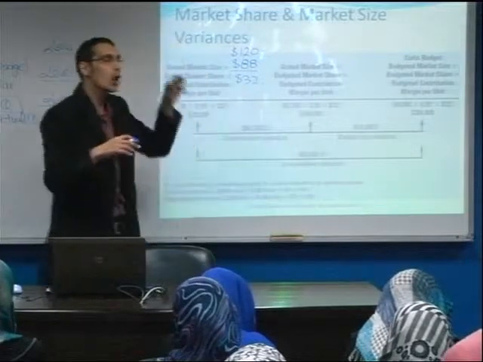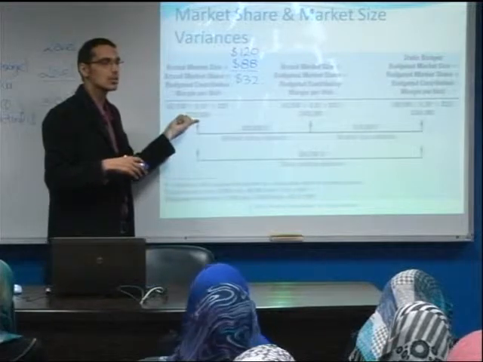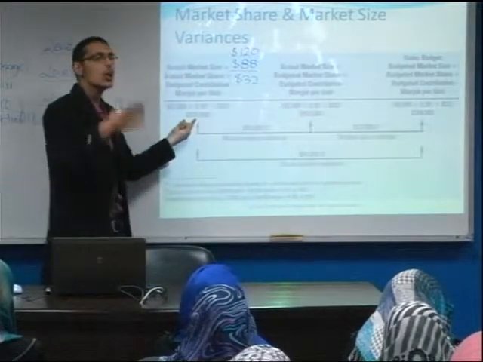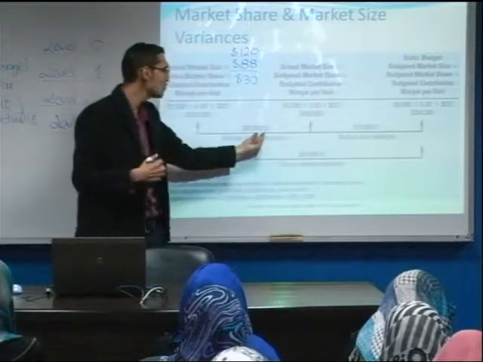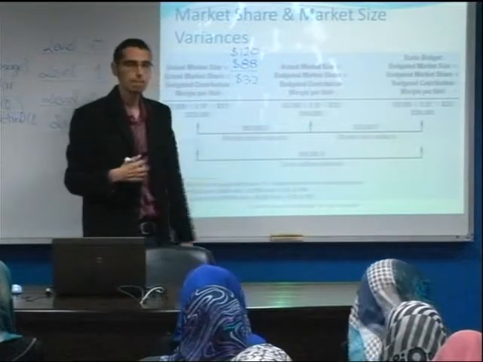But according to our actual market share, we only achieved $320,000. As we can see here, the actual contribution margin was less than the budgeted contribution margin. Therefore, we would have an unfavorable market share variance.